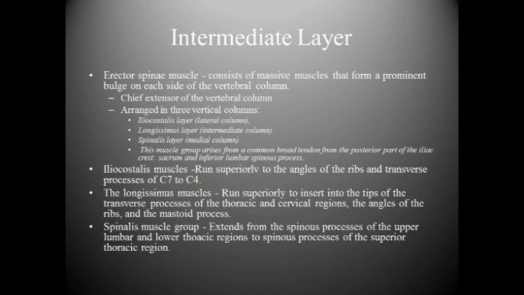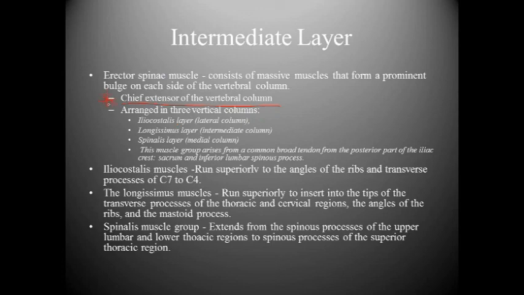Also, the intermediate layer, the erector spinae muscles, consists of massive muscles that form a prominent bulge on each side of the vertebral column, a chief extensor of the vertebral column, and they're arranged into three vertical columns: the iliocostalis layer, or the lateral column, the longissimus layer, or the intermediate column, and the spinalis layer, which is the medial column. This muscle group arises from the common broad tendon from the posterior part of the iliac crest, sacrum, and inferior lumbar spinous processes. And basically, what you need to know about the erector spinae muscle group is they are the chief extensor of the vertebral column.